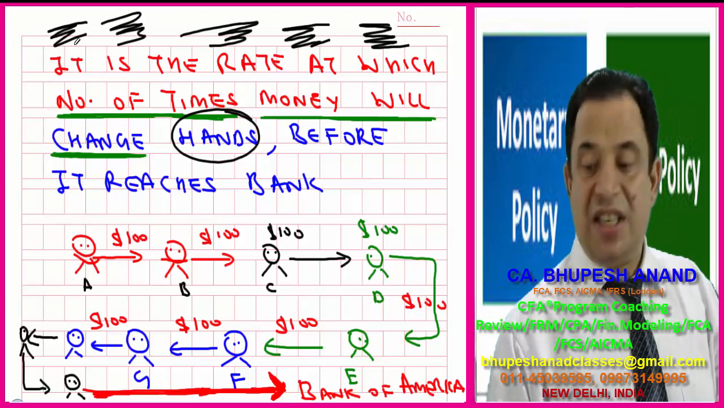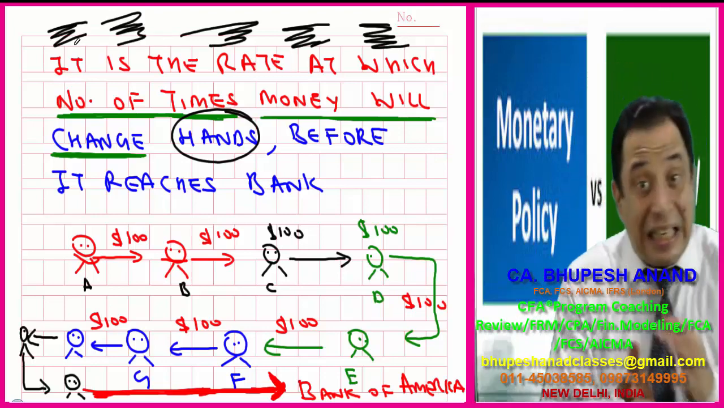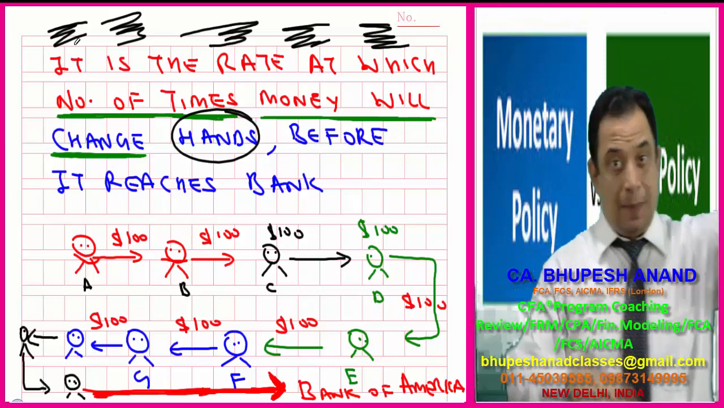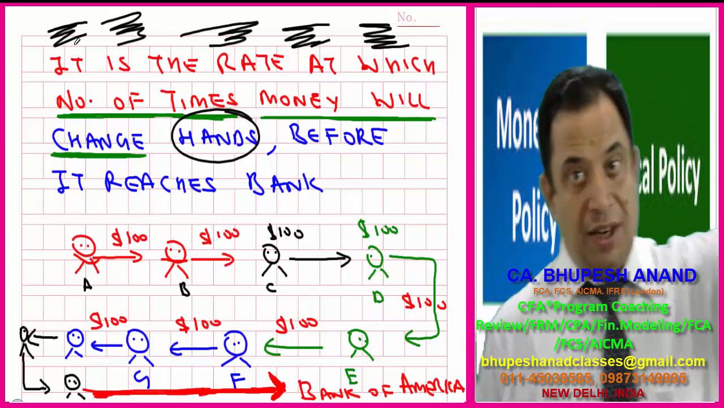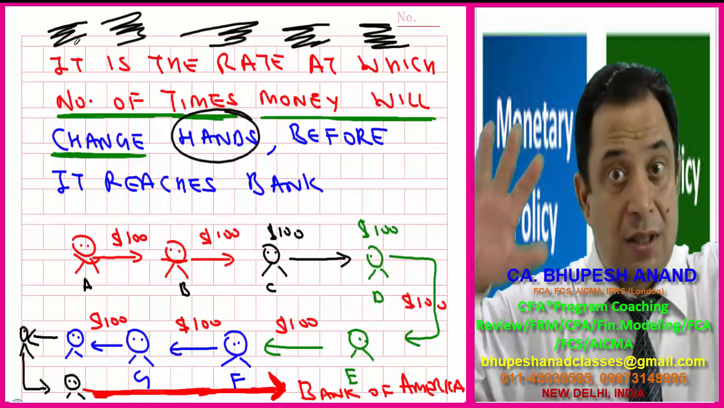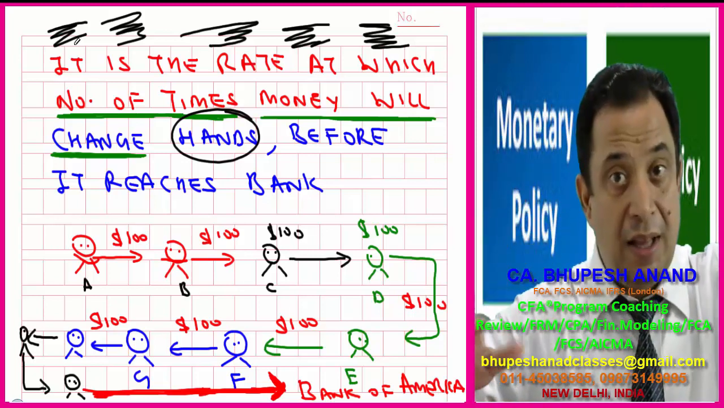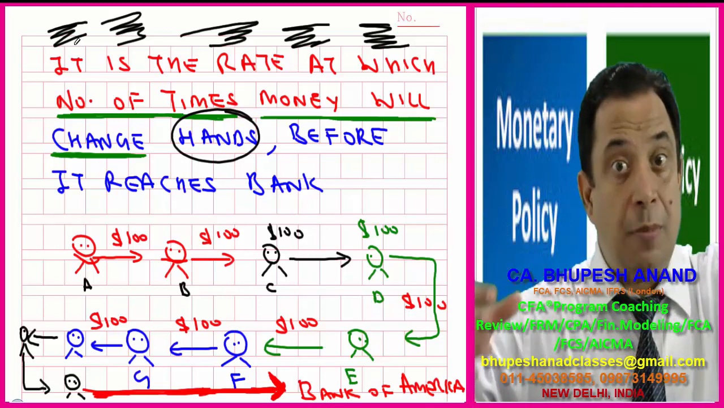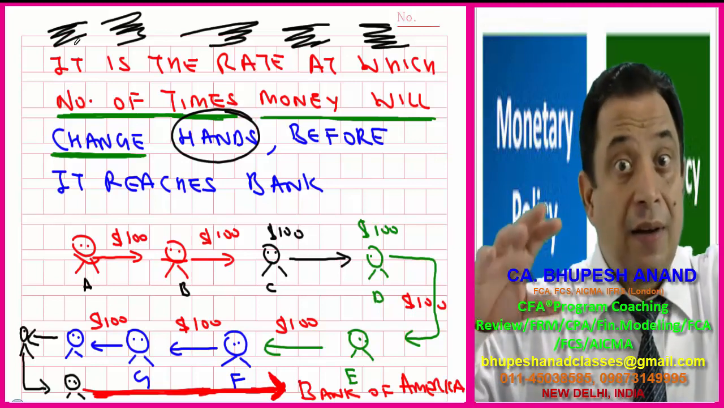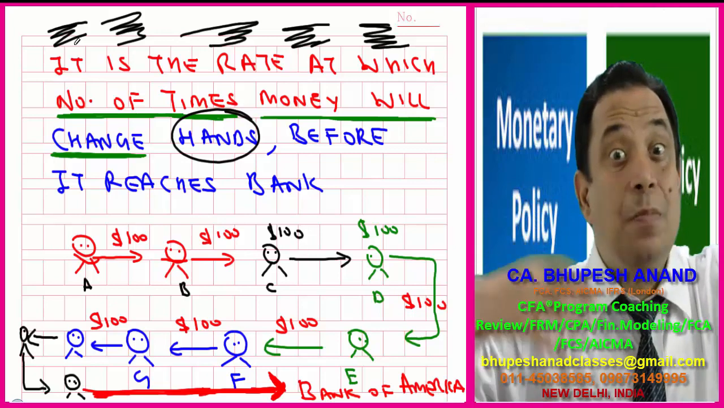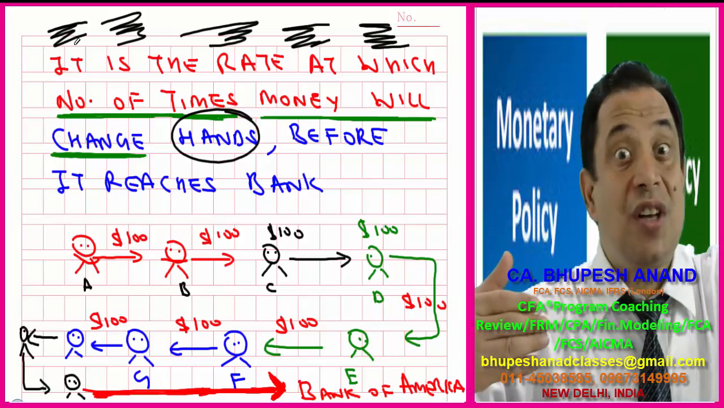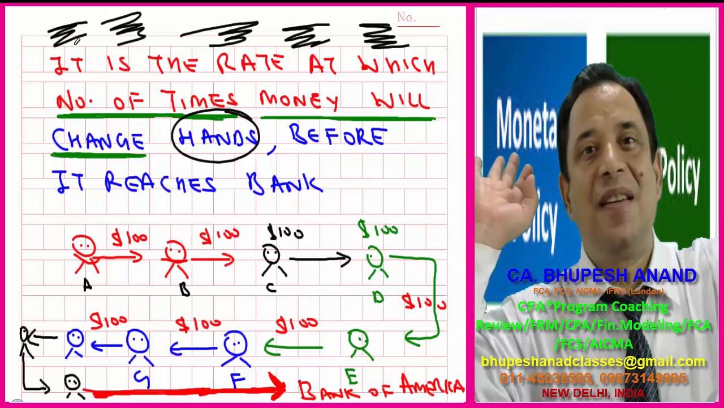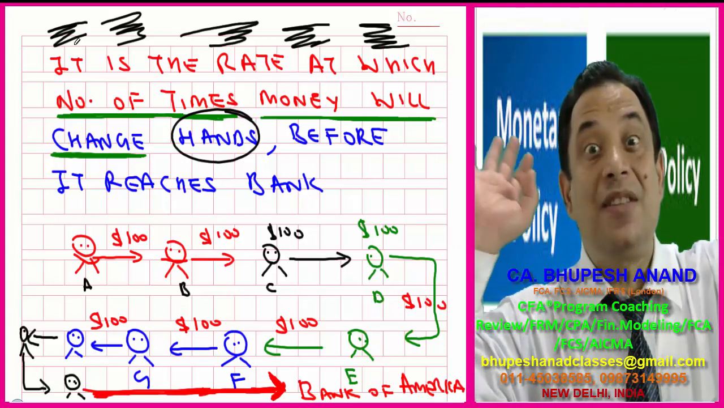The number of times the money will change hands before it reaches a bank. The money multiplier effect is separate; that I have just told you as a case study. Now, don't be confused with this concept. This concept is different. I am telling you the meaning of velocity of money. When I say velocity of money, it means how many hands this money will be exchanged through before reaching the last destination, that is a banking company. So that is named as velocity of money.